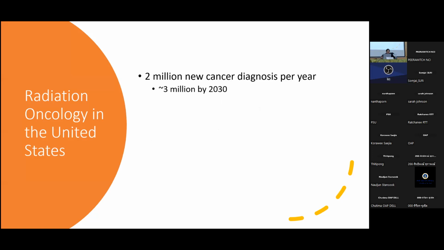Now I'm going to focus on the United States because that's my background, so I know it much better. Currently, over 2 million new cancers are diagnosed per year in the United States. The population of the United States is about 350 million. Thailand, I believe, is about 110 million. So the numbers are going to be very comparable, and that was discussed earlier today.